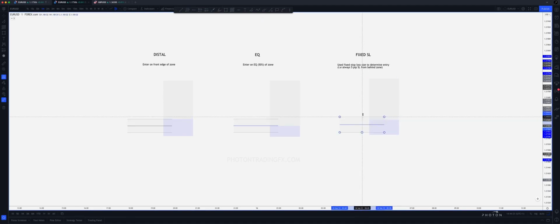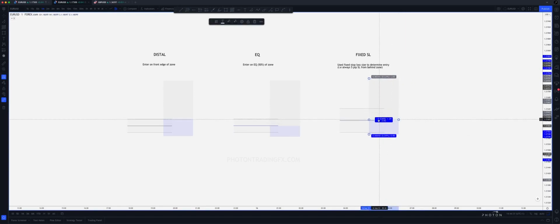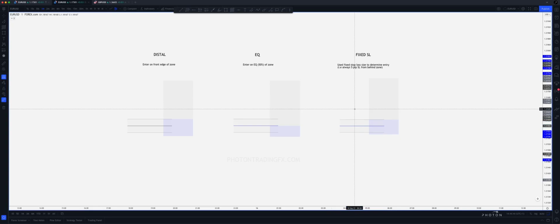So for instance, if this zone was a larger zone, you just do the same thing, right? You just size up your 5 pip stop. It has to be just behind the zone. That's where I want my stop to be. Okay, that means I'm now entering nearer the EQ. And obviously if it was a smaller zone, you may end up entering on the distal, right? And that's quite a useful way to trade, okay?